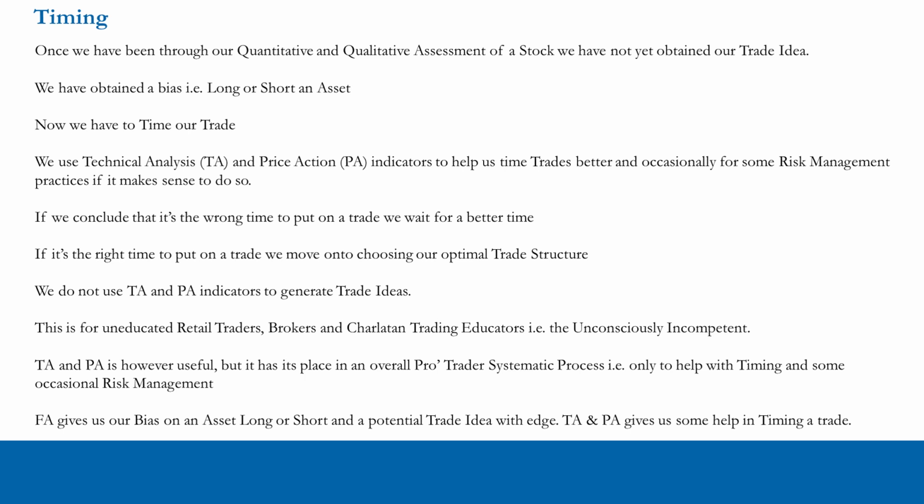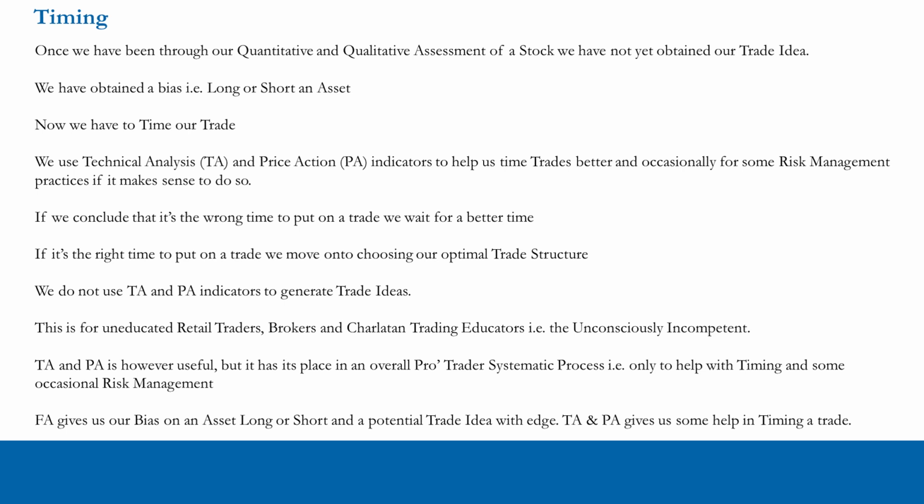What we've got at this stage is a bias. We've obtained a bias, a long or short bias on an asset, on a stock. Now we have to time the trade. Once we have our timing and we understand that it's in play, it's ready to go, and we have our additional stuff like trade structuring and our risk management plan, that is when we have a trade idea. So at this stage, we use technical analysis, TA, and price action, PA. We use those indicators to help us time trades better. And occasionally we use those tools for some risk management practices if it makes sense to do so.